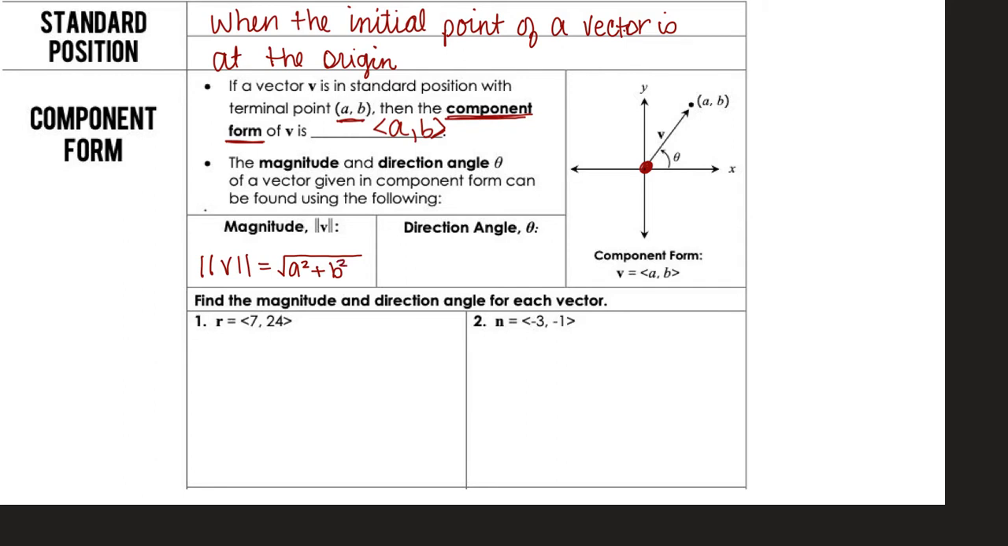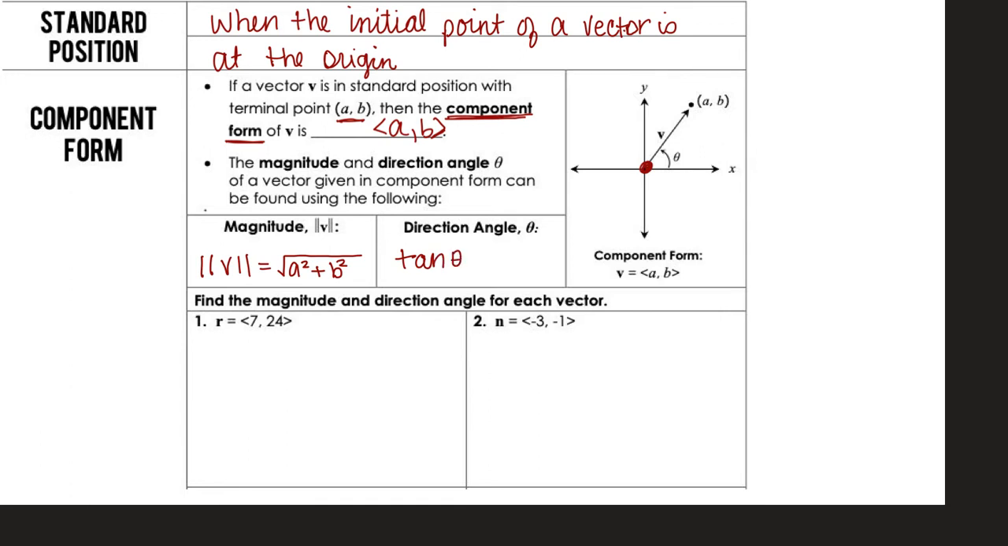You're not going to have to worry about going through and finding your x1 squared minus x, or x1 minus x2 all squared and so forth. You don't have to worry about that. Component form, it's already been done. All you have to do is square a and b and take the square root. Now for the direction angle, this is where it's going to be a little bit more in depth.